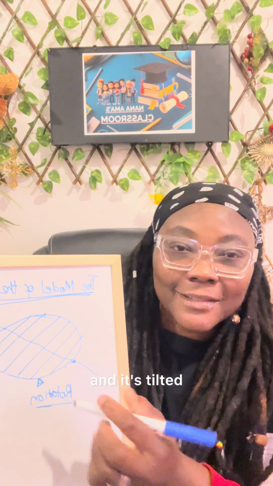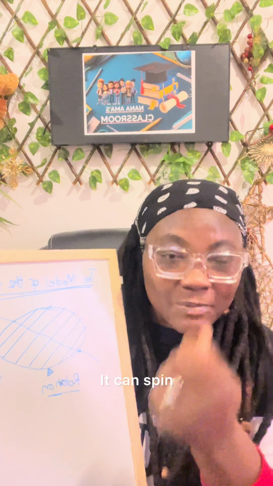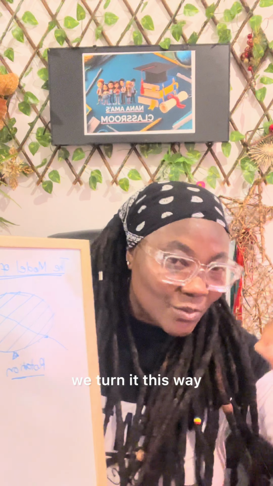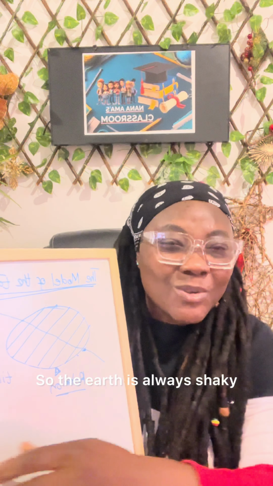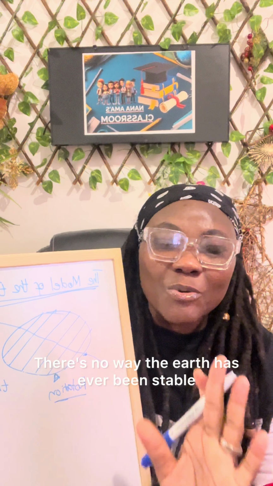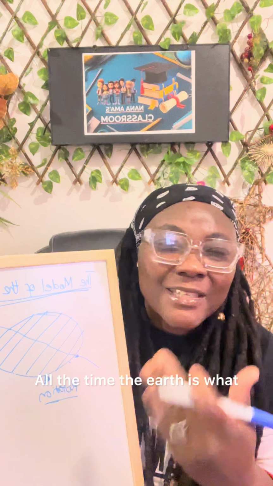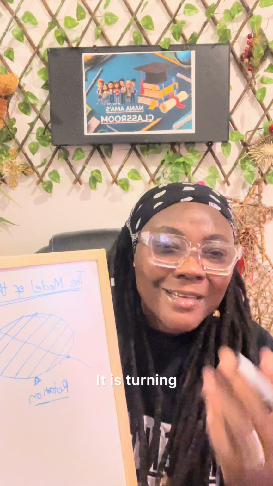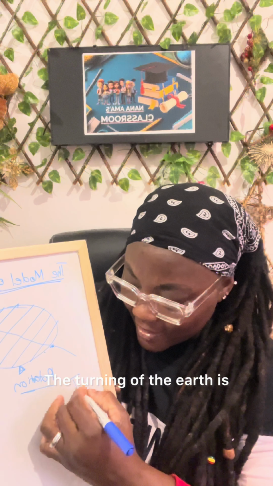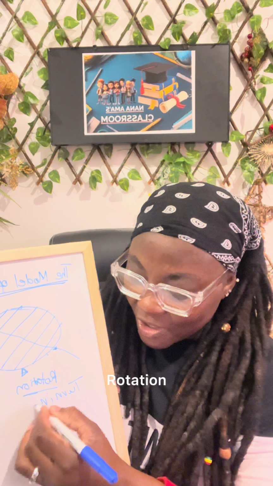It can spin. Remember when we were younger, there are these things that we hold, we turn it this way, then we spin it around. So the earth is always shaky. There's no way the earth has ever been stable. No. All the time the earth is what? Is shaking. It is turning, it's tilted, and it's turning. The turning of the earth is what we call what? Rotation.